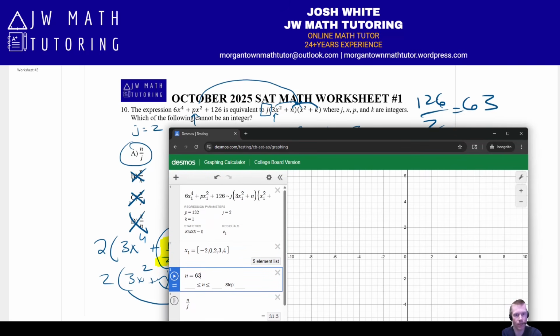I mean, technically, it will get j for you. It will tell you that j is 2. But you still have to recognize that n and k are going to be factors of 126 over 2, or of 63. So you still have to know to check for n or for k, whichever one you pick. You're going to have to put in factors of 63 to go through and check each of the answer choices and see which ones can be an integer versus which ones are always not going to be an integer.